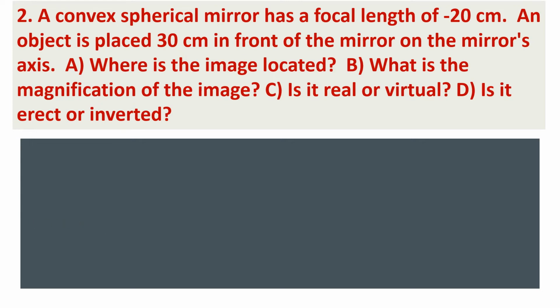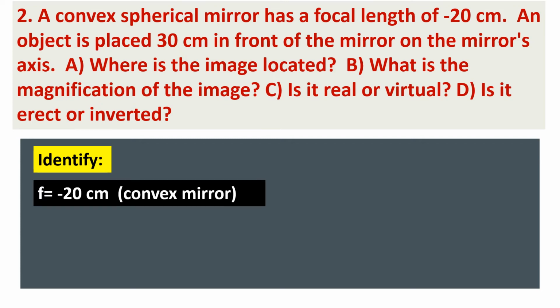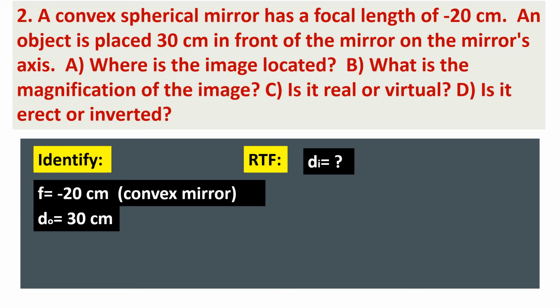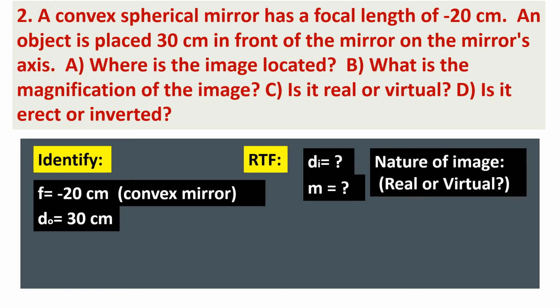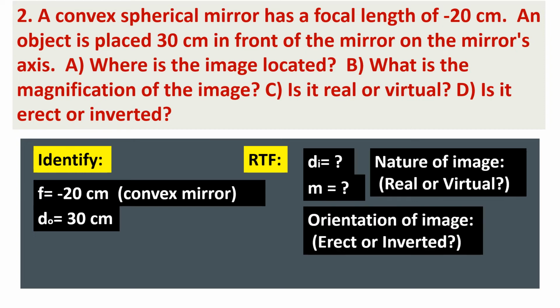Okay, so identifying the given data, we have the focal length, which is -20 centimeters. It's negative because we are talking about a convex mirror. Now the object is located 30 centimeters in front of the mirror, so it is a positive object distance. And we are required to find, of course, the image distance and the magnification. We will also be determining whether the image is real or virtual and whether the image is erect or inverted.